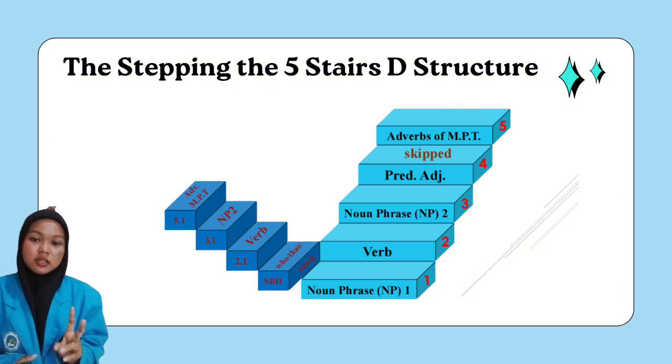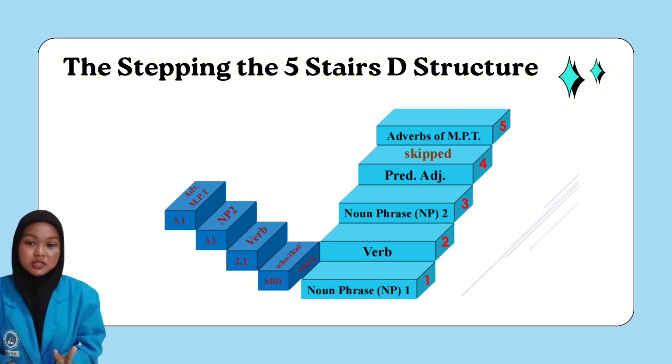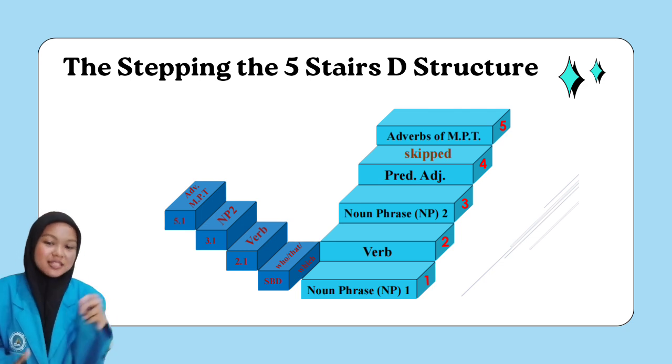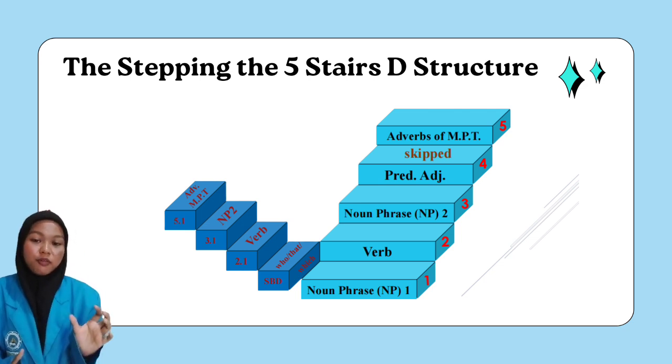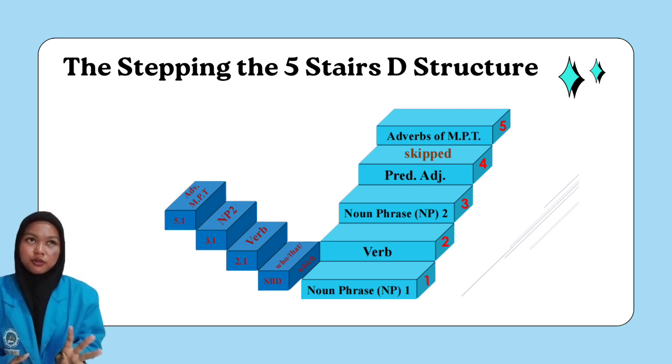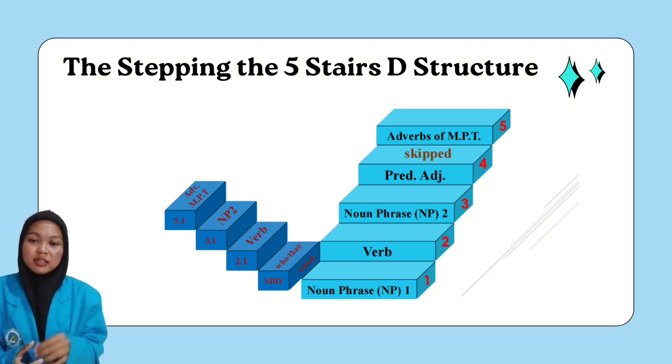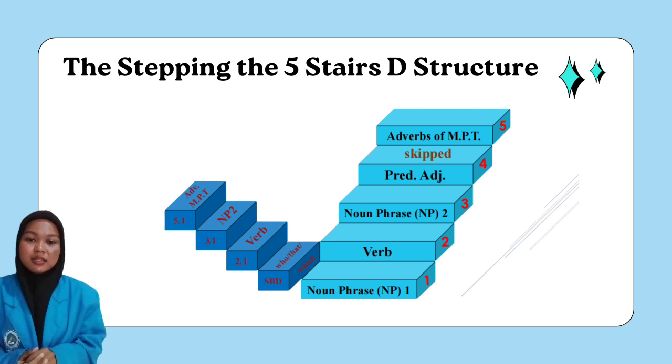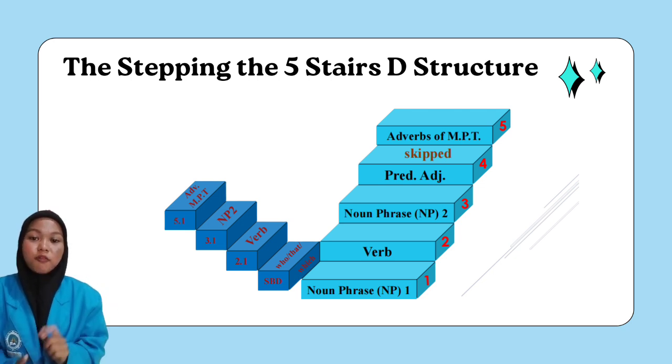And then stair 2 is for the main verb. Stair 3, or NP2, or complement, or noun phrase 2, is for the object or complement of the verb. And stair 4 is usually skipped, used optionally for adjectives or additional information. And the last stair is stair 5, MPT, or adverbs of manner, place, and time.